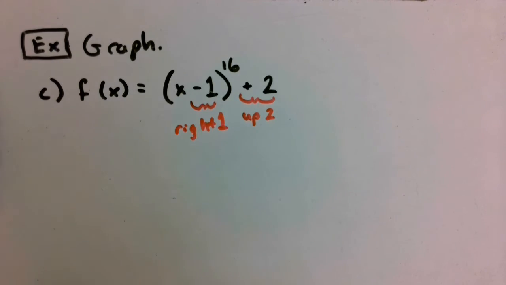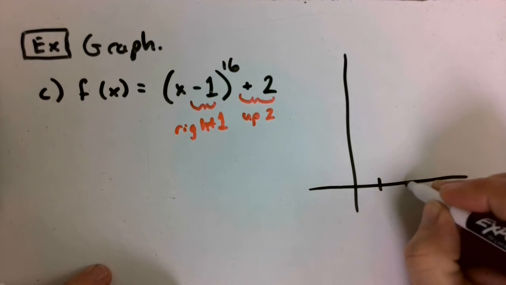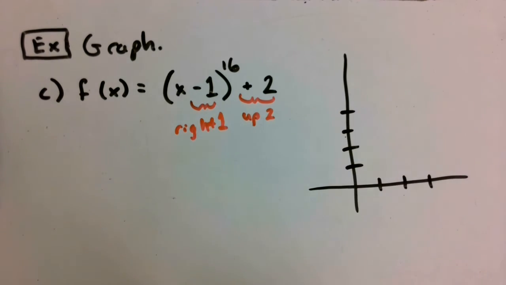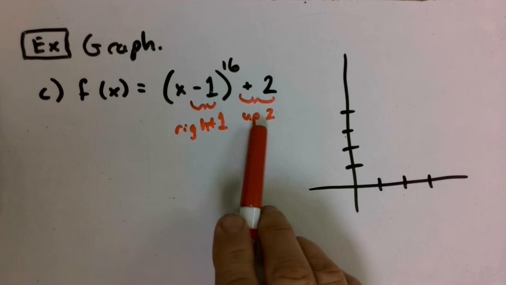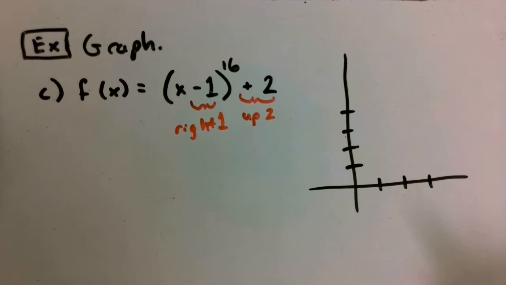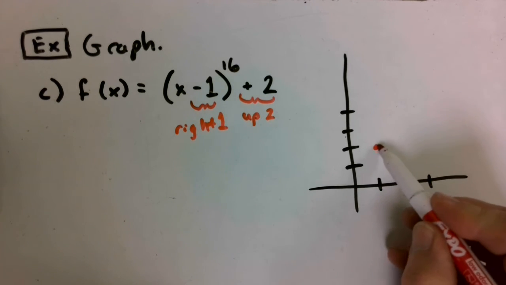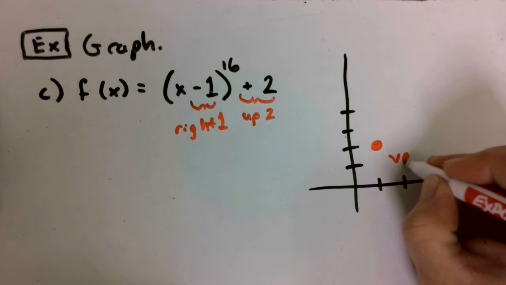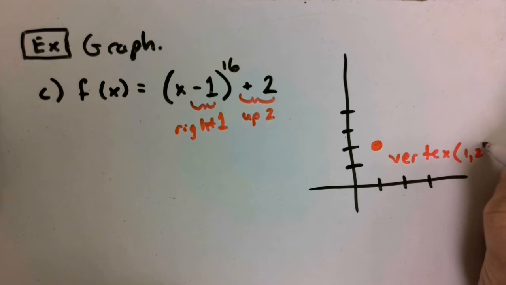So, to sketch a very quick graph, I'm going to start at 0, 0 because that's where the parent function has its vertex. I need to move it right 1 and up 2, so from our vertex here at 0, 0 at the origin, I'm going to go right 1 and up 2. That will give me the location of the vertex. If you wanted to label that, that would be the point 1, 2.